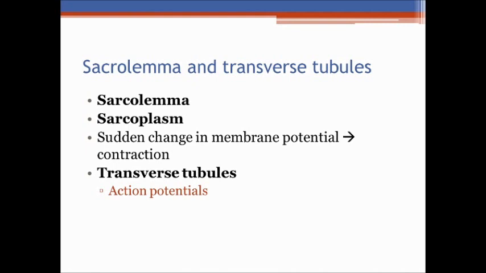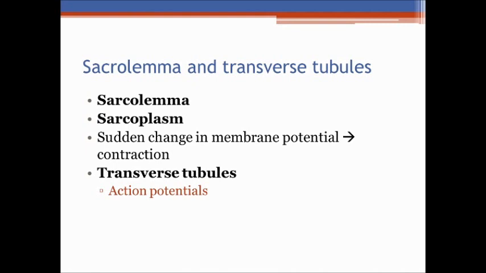The sarcolemma is the plasma membrane of the muscle cell, or the muscle fiber. The sarcoplasm is the cytoplasm of the muscle fiber. Any sudden change in the membrane potential, so remember when we talked about cells and how they have membrane potentials because there's always that slight negative charge of the cell membrane, any sudden change in that negative charge can result in contraction of the muscle fibers, resulting in a contraction of the whole muscle.